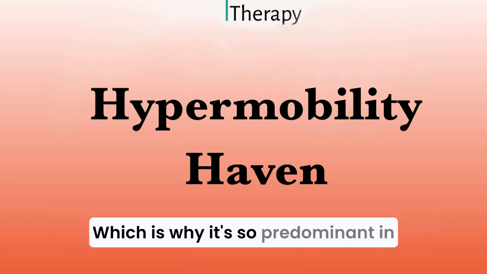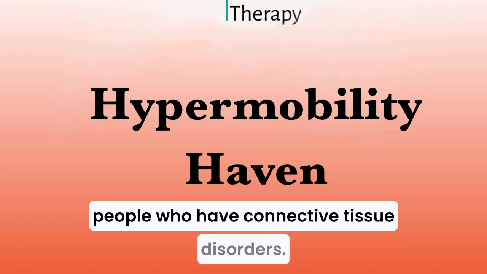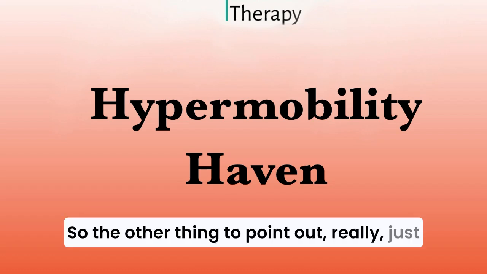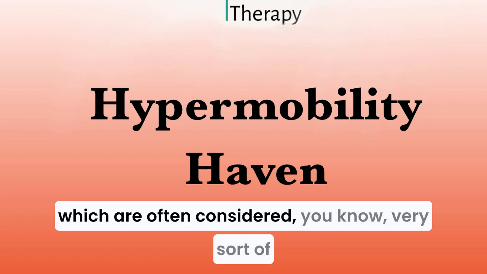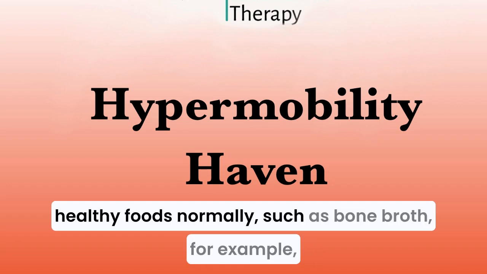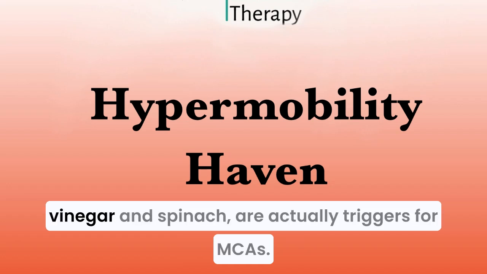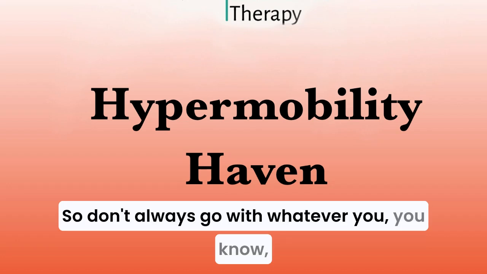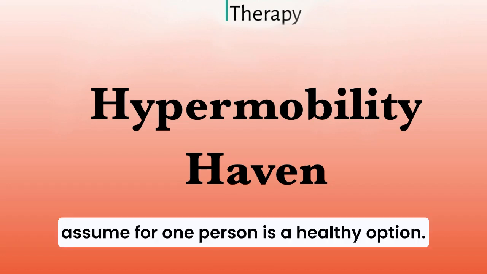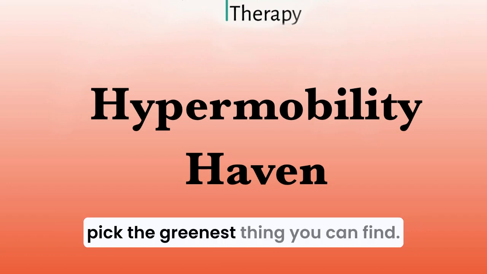Which is why it's so predominant in people who have connective tissue disorders. The other thing to point out, just to summarise about MCAS, is that high histamine foods, which are often considered very healthy foods normally, such as bone broth, vinegar and spinach, are actually triggers for MCAS. So in that case, they wouldn't be considered healthy options. Yes. So don't always go with whatever you assume is a healthy option. Don't always go to the supermarket and pick the greenest thing you can find.